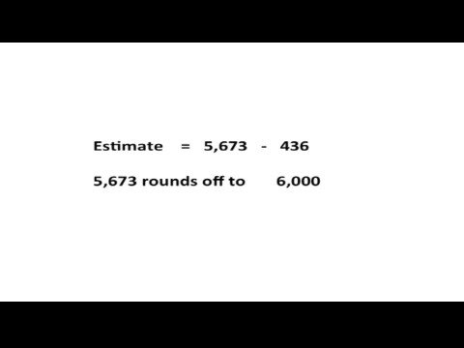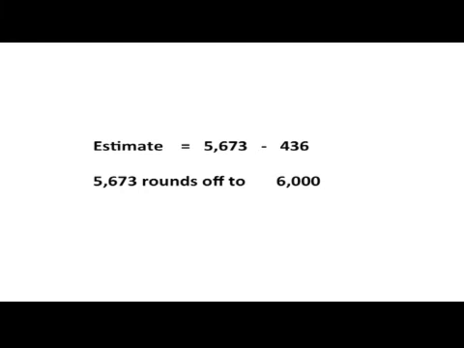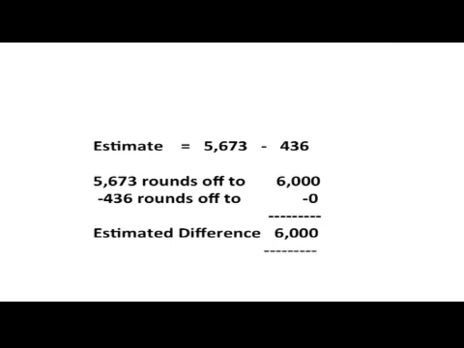The second example: if you want to subtract 436 from 5673, how can we subtract this? To begin with, we round off to thousands. Why? Because when you round off the numbers, it is easy to subtract. 5673, if we round off, becomes 6000. 436, if we round off, becomes 0. Then the estimated difference is 6000. This is not a reasonable estimate. Why is this not reasonable?